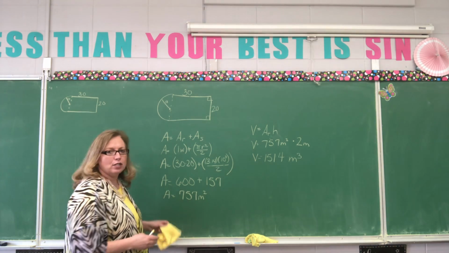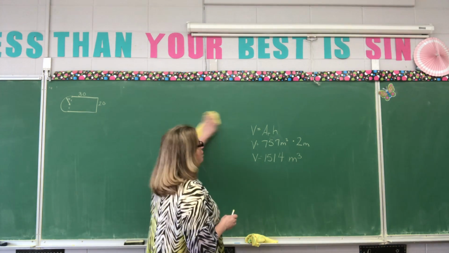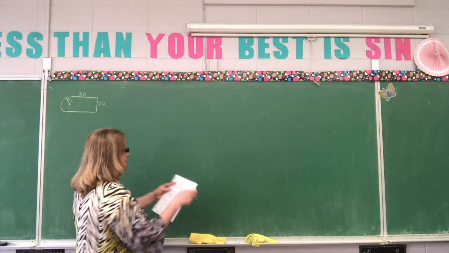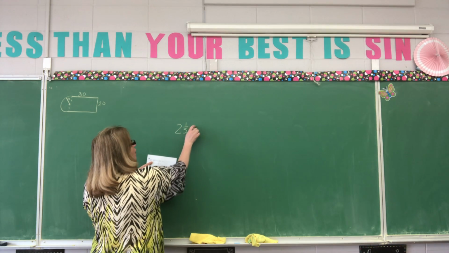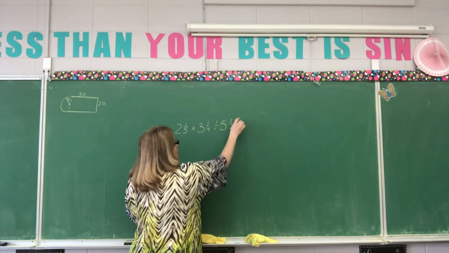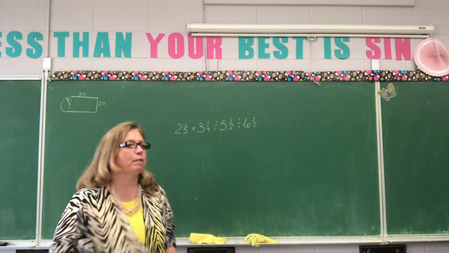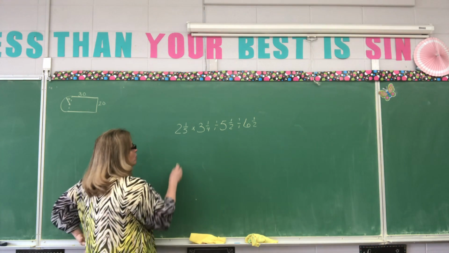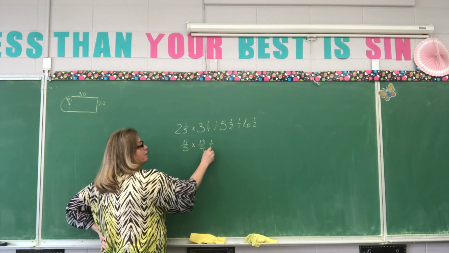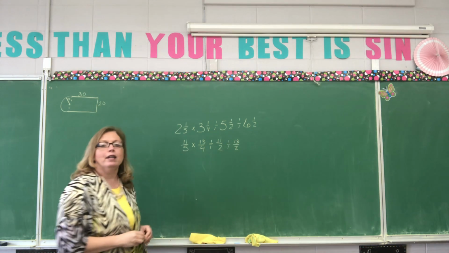Now, we're going to try just a couple more. We're about out of time, and I'd like to do one more problem before I send you off to do your work. Let's look at 2 1/5 times 3 1/4 divided by 5 1/2 divided by 6 1/2. First thing, I'm not going to do the whole problem because of time. All we're going to do is make all of these improper. So we're going to say 11 over 5 times 13 over 4 divided by 11 over 2 divided by 13 over 2.